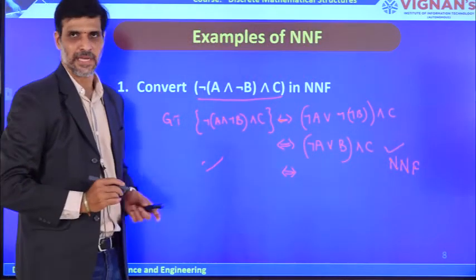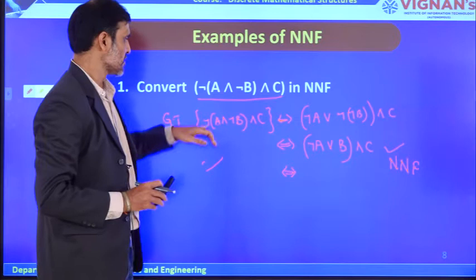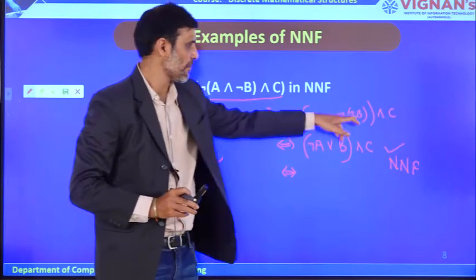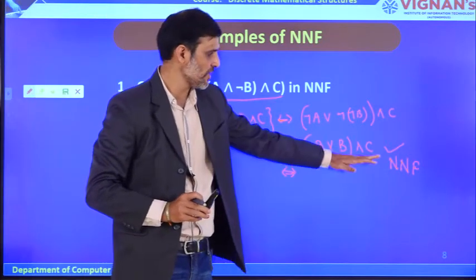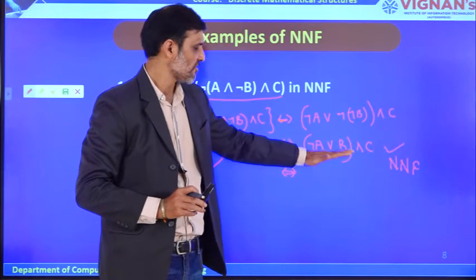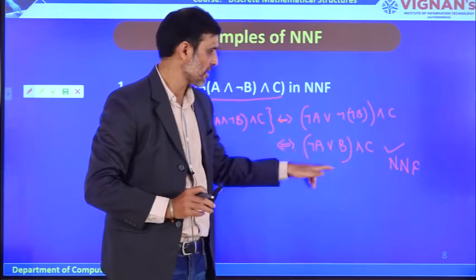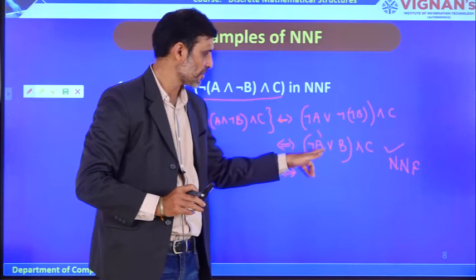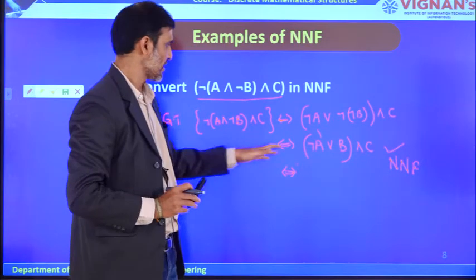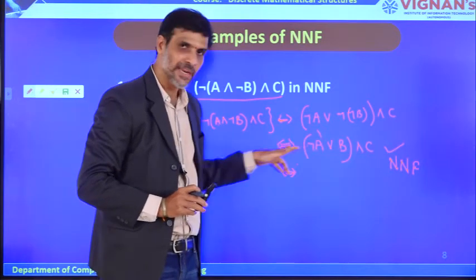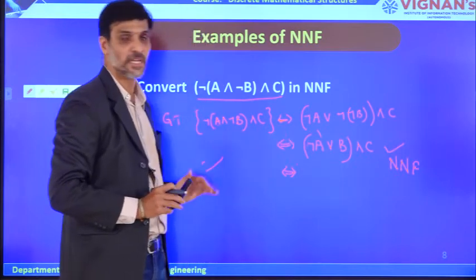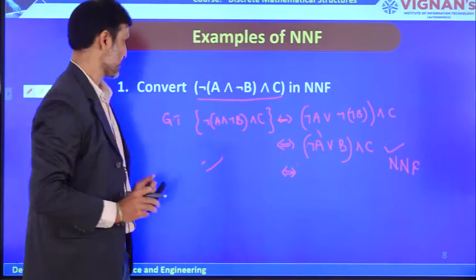I hope it is clear for you. So first we pushed the negation and then we applied double negation. Finally we got this formula. So this formula clearly is in NNF. Why? Because the negation appears in front of the propositional variable A. It does not appear in front of any compound proposition, therefore it is in NNF.